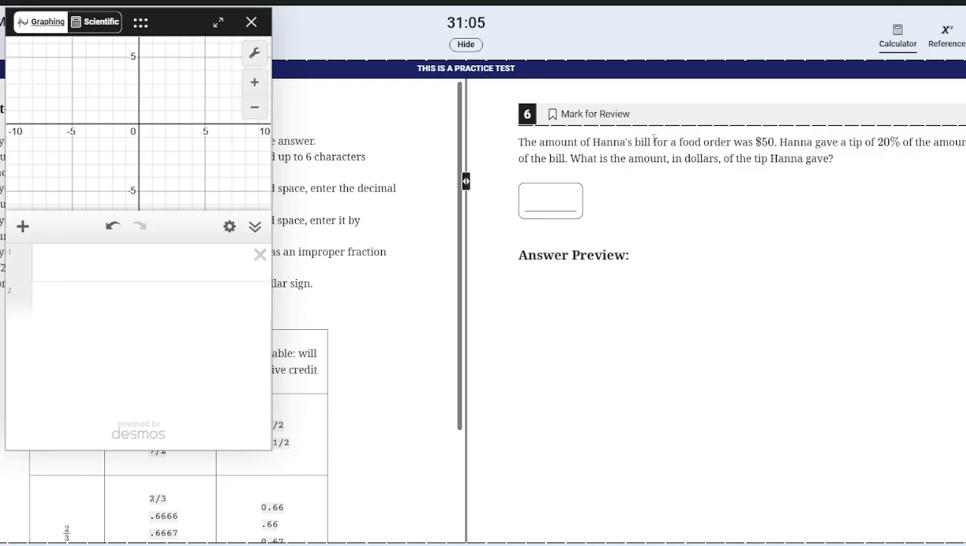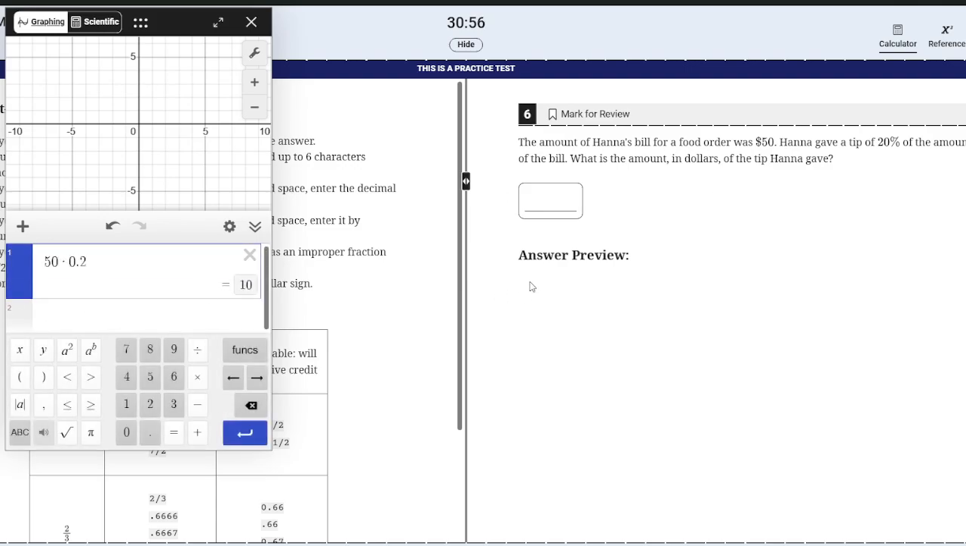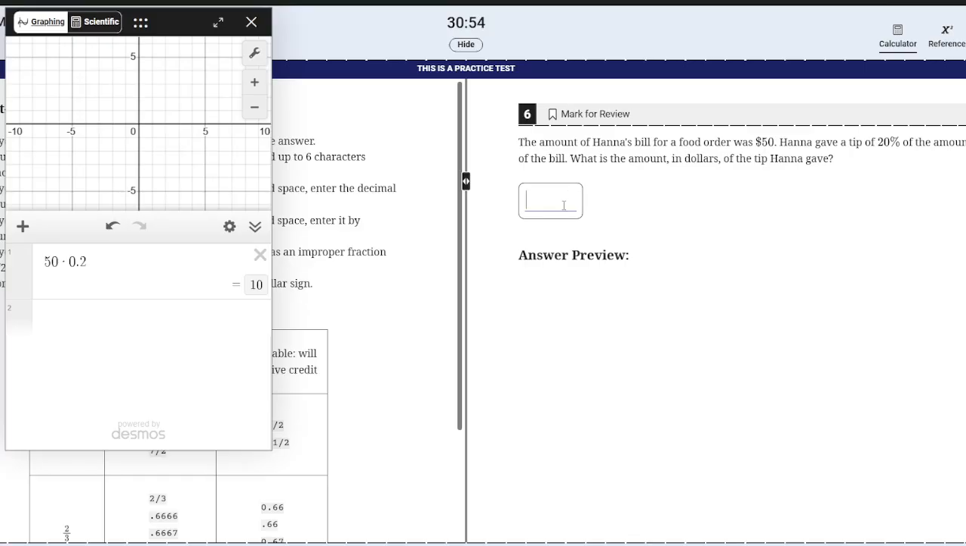The amount of Hannah's bill for a food order is $50. Hannah gave a tip of 20% of the amount of the bill. What is the amount in dollars? So we're just going to do 50 times 0.2. $10 was the tip.